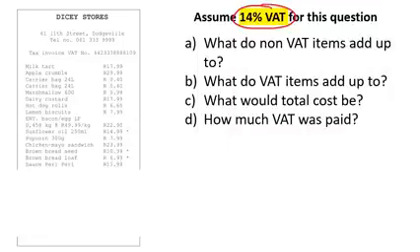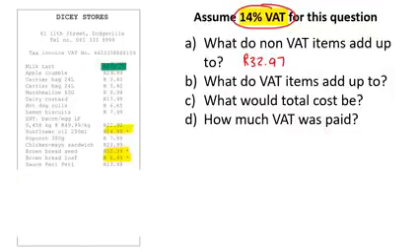Okay, so it says, what do the non-VAT items add up to? So non-VAT items is all the ones with stars. Okay, I'm just making sure that that's everything. So you add all of those together, and you get 32 Rand 97. Then it says, what do the VAT items add up to?